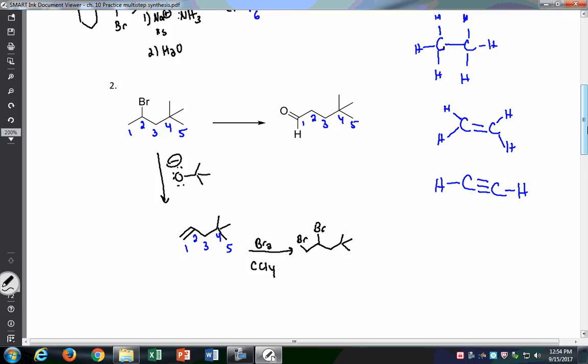Now we have 2 leaving groups, so we can form our triple bond. And again, we're going to use an excess of our strong base, followed by water, because we do want to isolate this triple bond. And I'm putting my numbers because I want to make sure I don't make a mistake. Especially when you draw a triple bond, it's easy to add too many carbons.